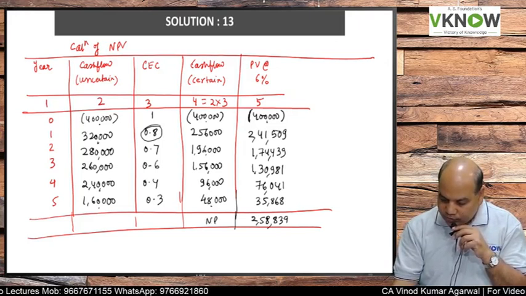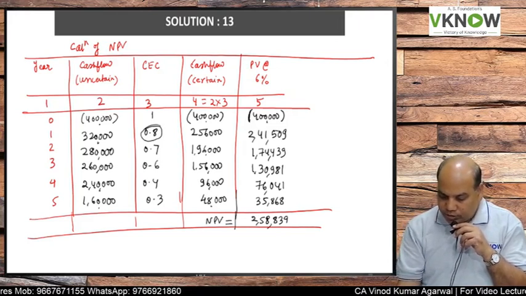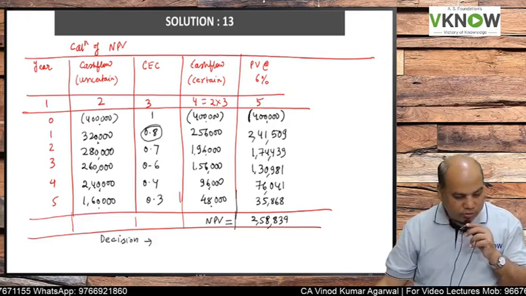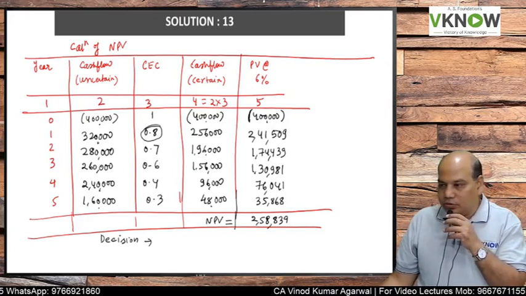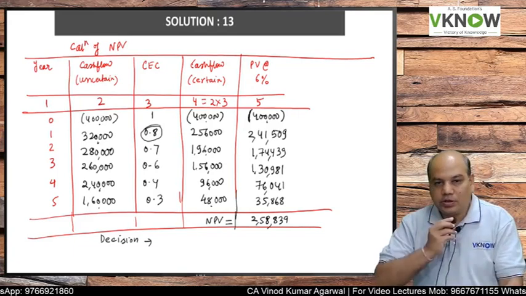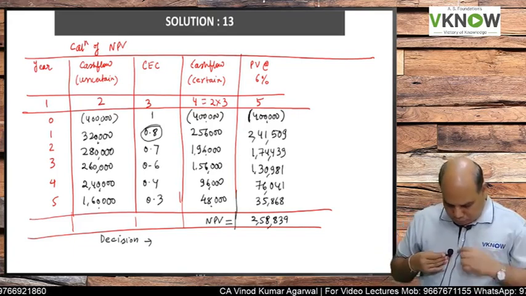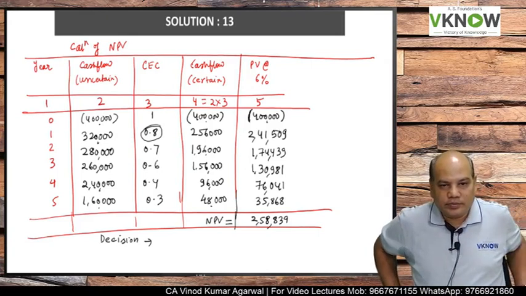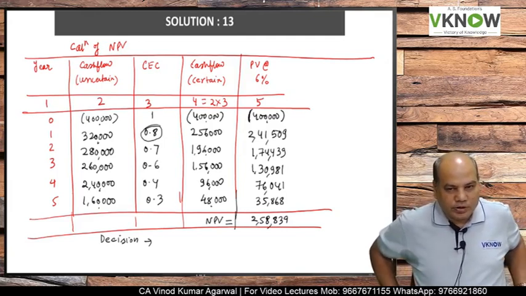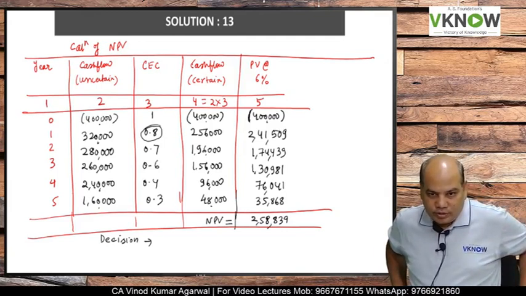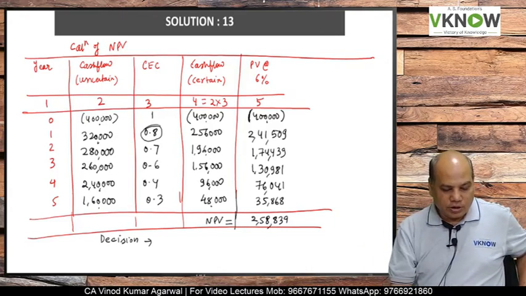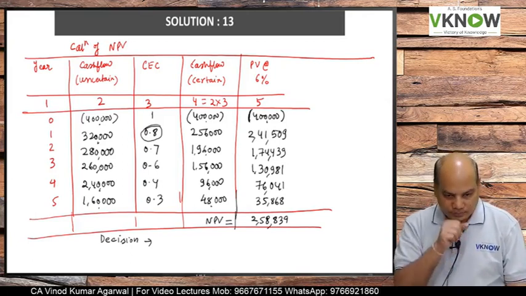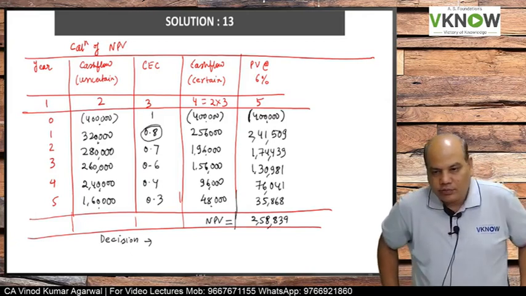This is NPV. NPV is 258. Then write the decision. What is the decision you will write? Since NPV is positive, accept the proposal. Is it right? Since NPV is positive, accept the proposal, and also write that it increases the wealth of the shareholders.